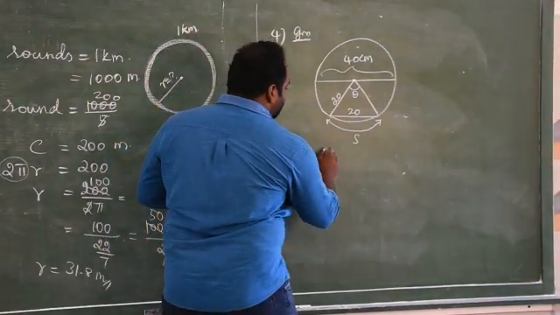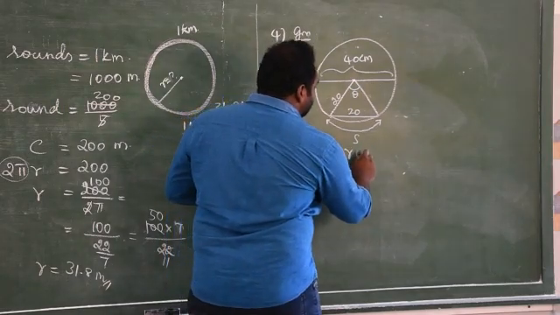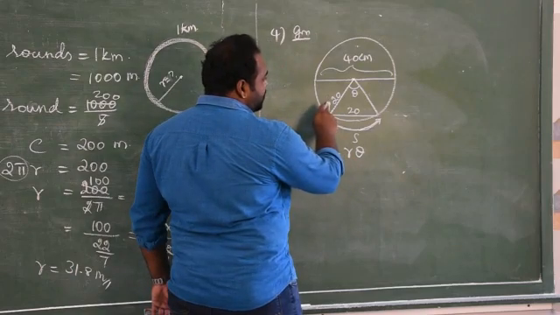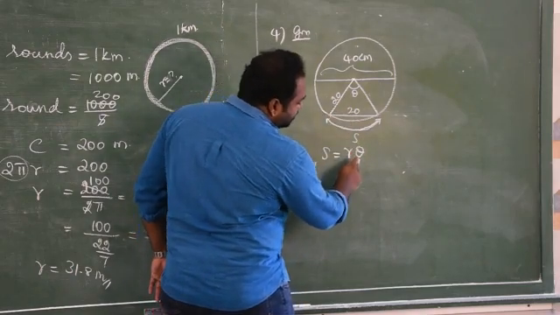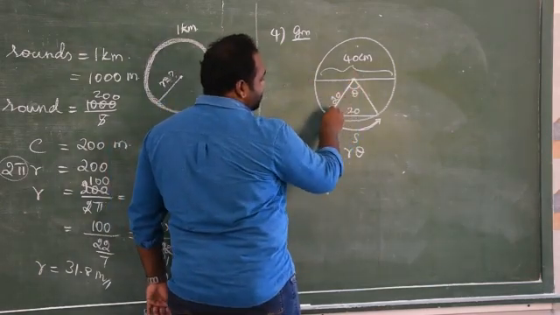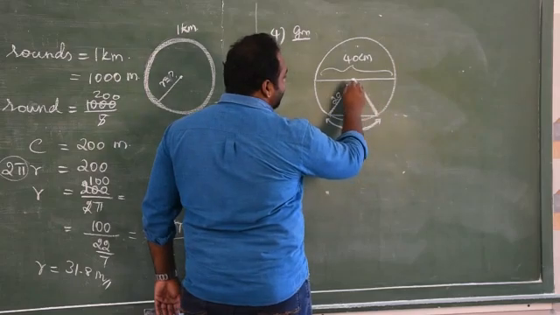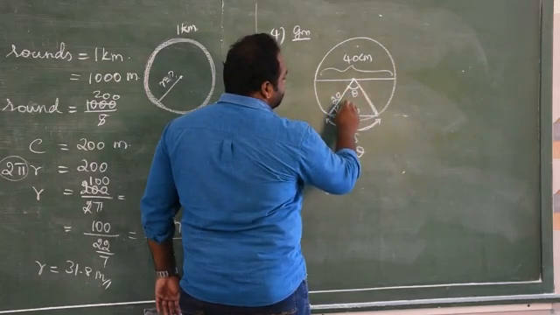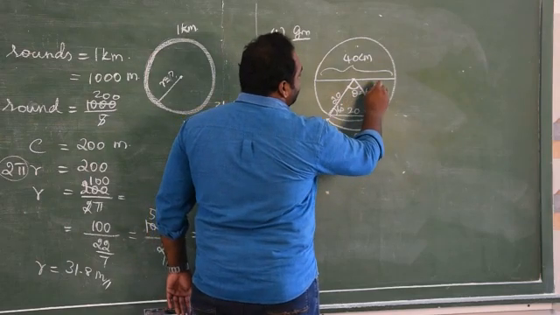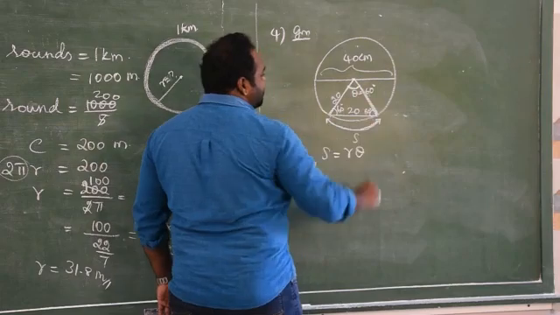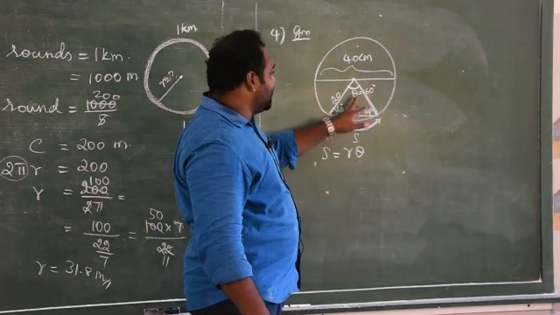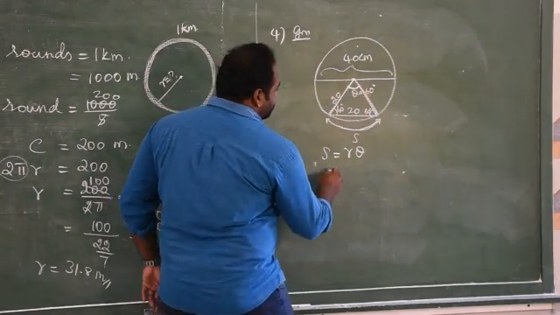So here S equal to R into theta. The R value we know, that is the 20 radius, but we need a theta value to find the S value. Actually this is an equilateral triangle, so all three angles will be 60 degrees. This is also a 60 degree angle. Anyway, we need only the center angle value, because the theta value is the center angle value. So that is 60 degrees, we know that.